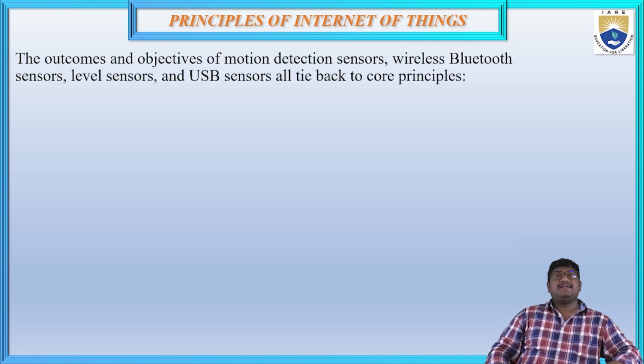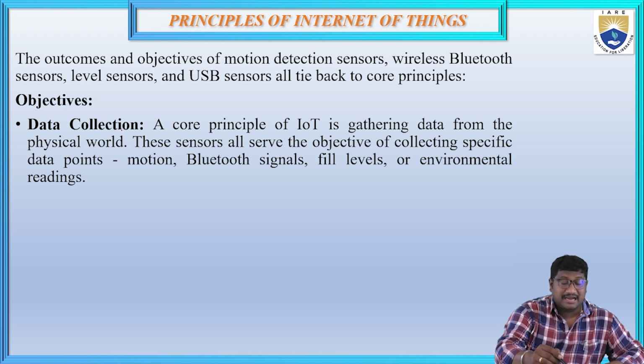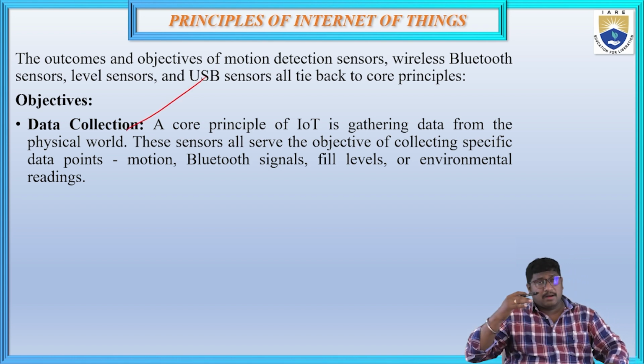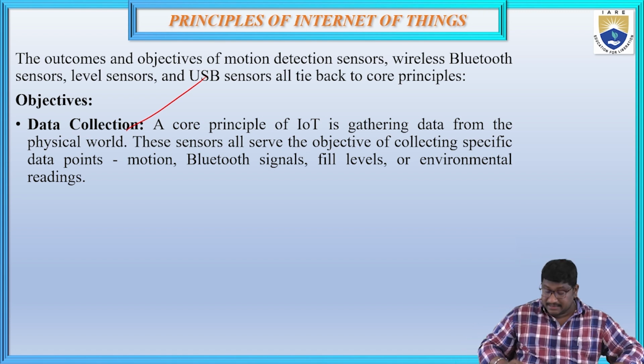Have a look, guys. We'll start with the outcomes and objectives of the motion detection sensor, wireless Bluetooth sensor, level sensor, and USB sensors in brief. The main objective is to collect data. There is a core principle in IoT of gathering data from the physical world. By using these sensors, I will serve the objective of collecting specific data points such as motion, Bluetooth signals, fill levels, or environmental readings.